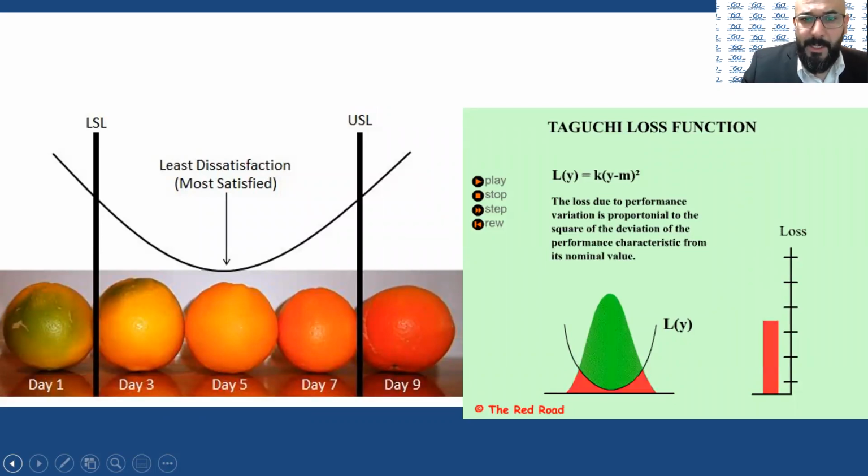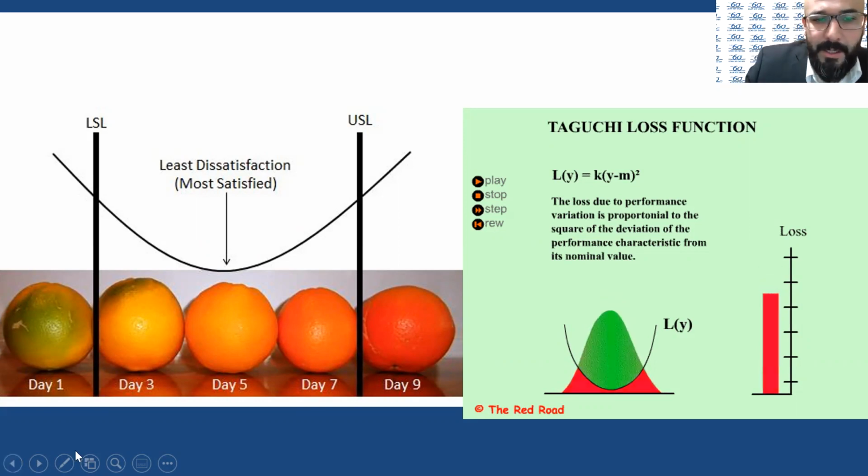The loss function. In the previous thinking, we were thinking as long as we give the customer the product or the service within the specification limits, the customer will be happy. The truth is, no, this is not the truth. As long as you give the customer exactly the target they want, they will be happy. If you move from the target, the customer will be unhappy, so you're losing a customer. This is where the loss function concept comes from.